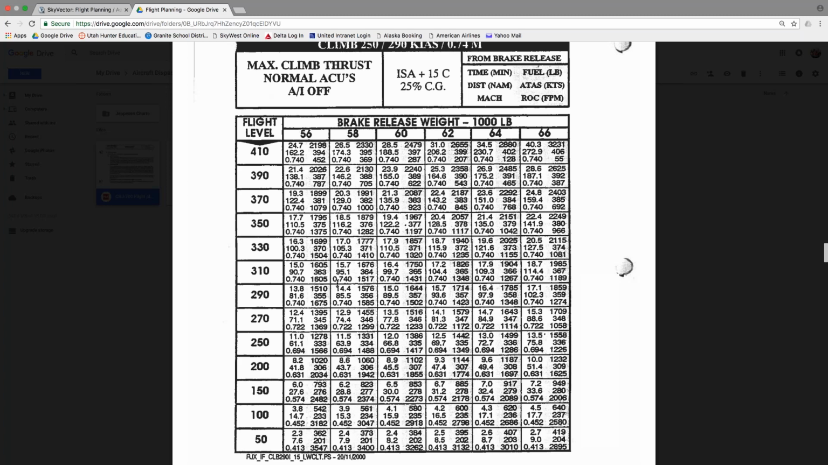This is what we're doing right now. We're getting our distance and our true airspeed. And what we're gonna do with that is we're gonna be able to start filling in those boxes. We're gonna do our departure here.